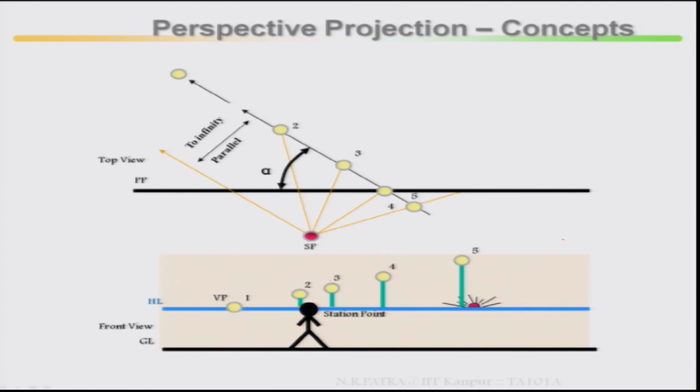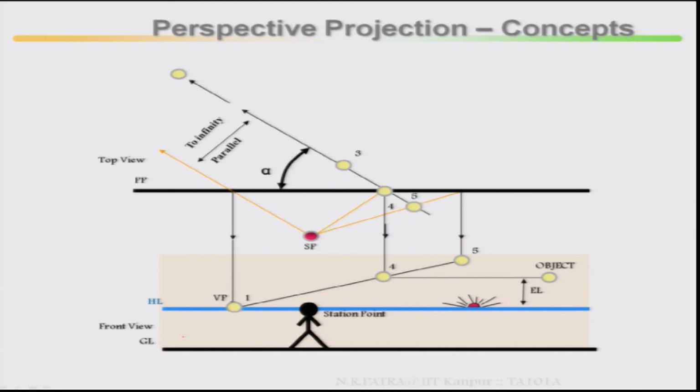So how does it look now? The object reduces, reduces, reduces, then vanishes. Unless you have the vanishing point, this may not be clear to you. Once again I am just repeating it.